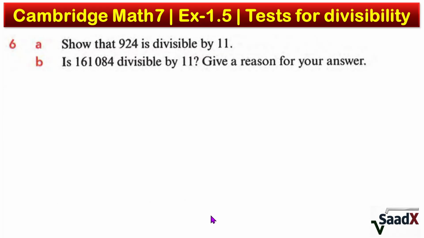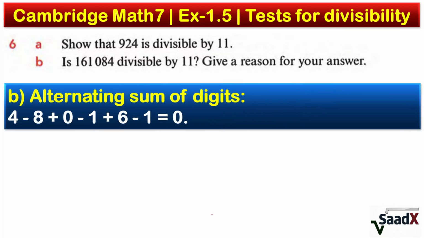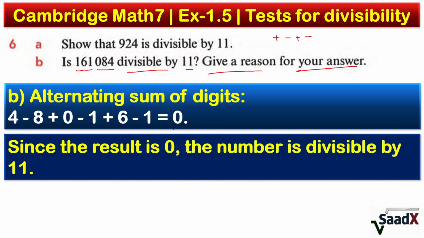So next example. Is 161084 divisible by 11? Give a reason for your answer. Similar alternating sum. First 4, then minus 8, then plus 0, then minus 1, then plus 6, then minus 1. It means plus, minus, like this. After making the summation, we get 0, and since the result is 0, the number is divisible by 11. Very interesting thing.